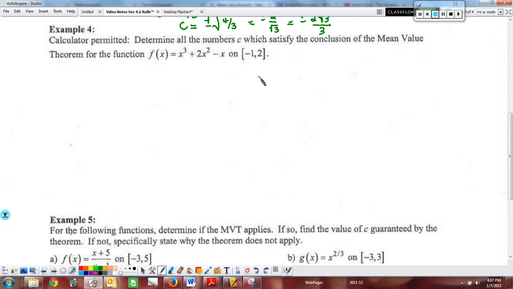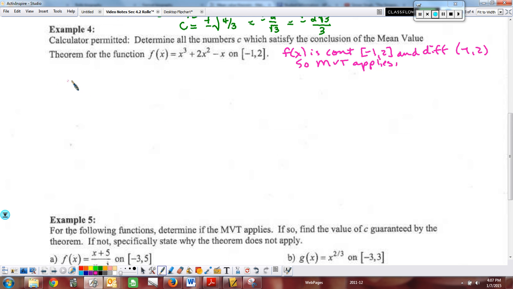Does the mean value theorem apply? Make sure you should always check that. The answer is going to be yes. f of x is continuous on -1 to 2 and differentiable on -1 to 2. So MVT applies. We are guaranteed to have a value. Okay? What value are we guaranteed?